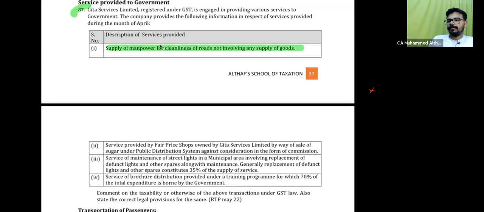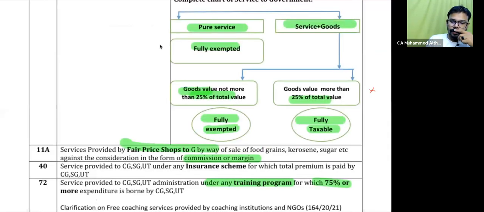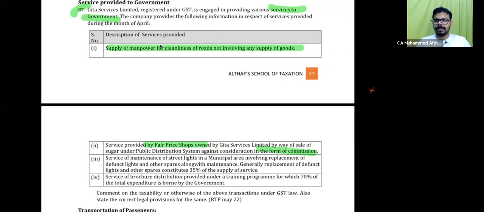Taxable or exempted. They're providing services to government. Okay, they given in the beginning. So they are providing a cleaning of road services to government. Taxable or exempted. You have seen pure service will be exempted. So cleaning of road is a pure service, so that is exempted. Second one we have given separately, specifically we have studied fair price shops. They're getting the commission, that is actually exempted. Clearly they're given fair price shops exempted, fair price shops commission or margin is exempted. So they directly quoted that sentence in the question.